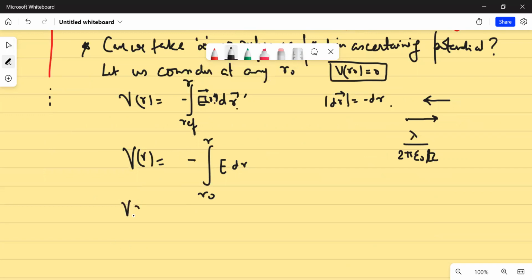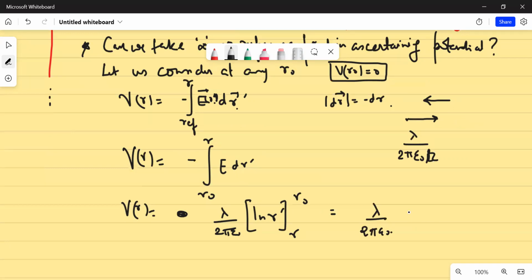And this you will get V(R) equal to minus, and lambda upon 2 pi epsilon naught will come outside. This will be ln R from R0 to R. You can write R dash also here. And now you can find the potential as a function of R in general. It will be lambda upon 2 pi epsilon naught times ln of R0 upon R. And if you want to make it 4 pi epsilon naught only, you can write a square. Is that clear? Yes sir.